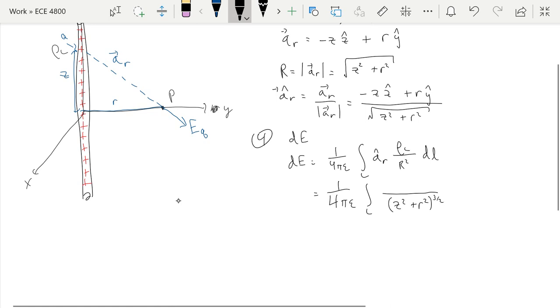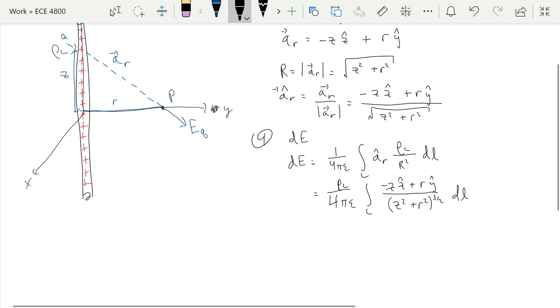Okay. dL, you have your rho L up here. Now in this particular problem, rho L is fixed. It's not a function of z. So you can take rho L and put it outside the integral. We haven't finished our A R hat yet. The numerator for that is negative z times z hat plus r times y hat, so let's put that in. Okay, so everybody with me so far?